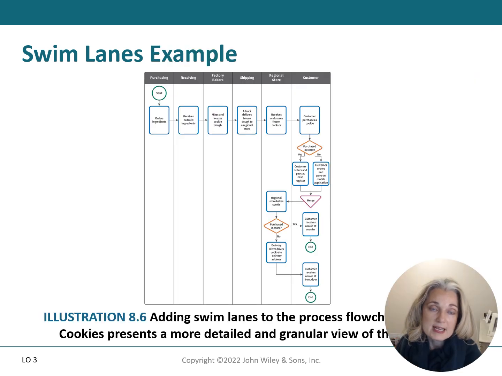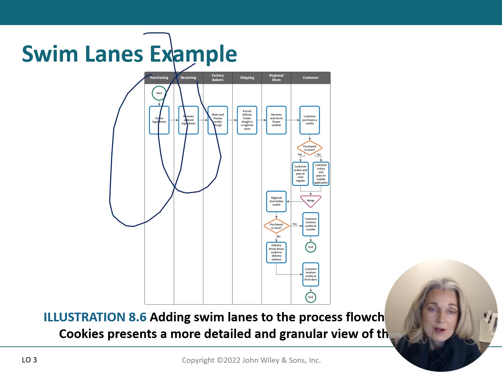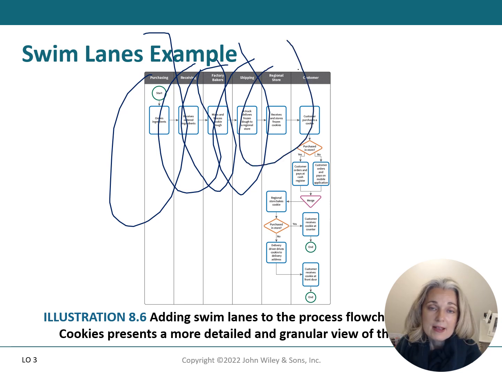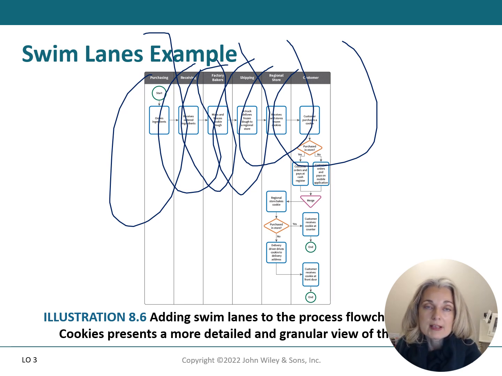Here we see an example of swim lanes. So we have our different departments. There's the purchasing department and what they do, our receiving department, our factory bakers, our shipping department, the regional store, and what occurs with the customer. So as you can see, this is more organized so you know who's accountable for what. So swim lanes provide readers of flowcharts with more information.